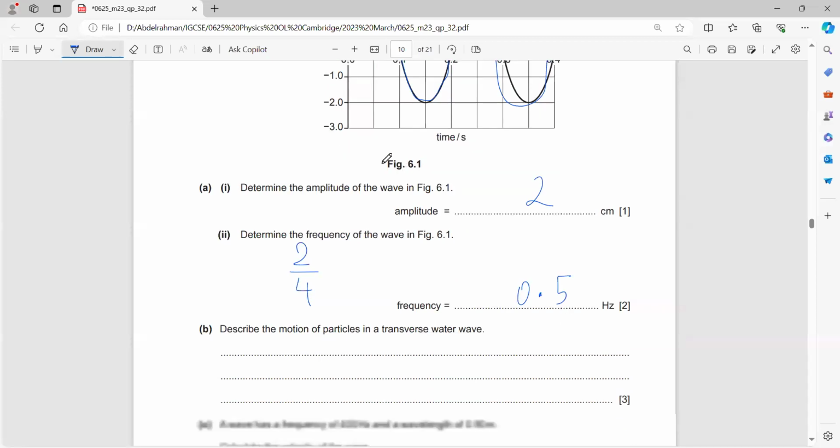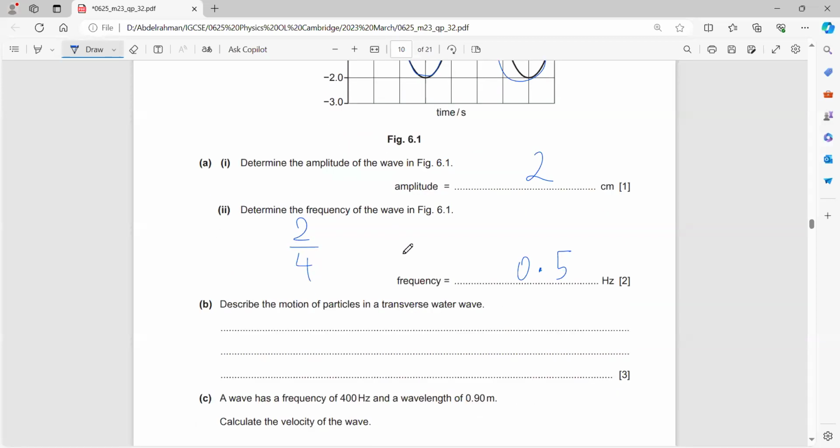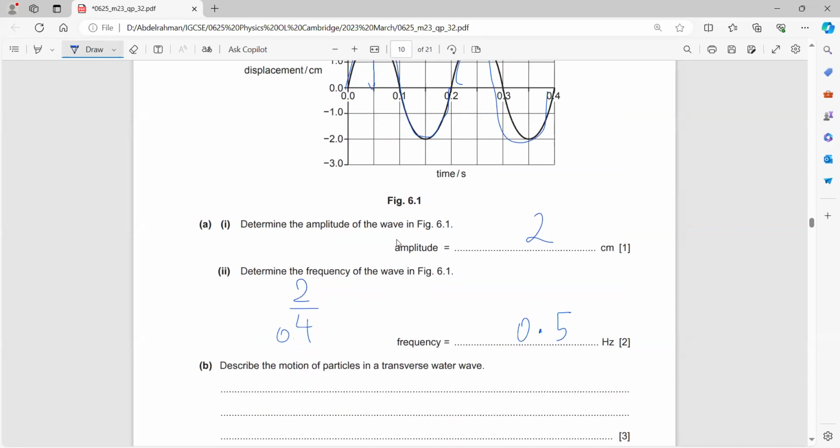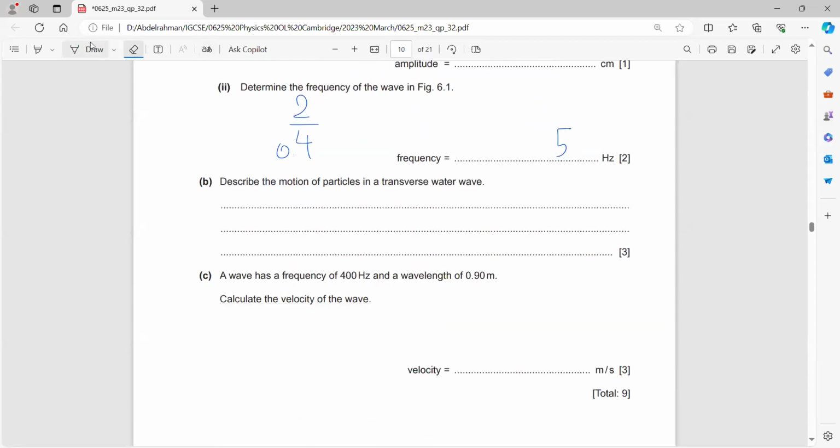Isn't the time supposed to be 0.4, not 4? 0.4, I'm sorry. 0.4, which will be a frequency of 5, not 0.5. Okay, thank you. Next question.